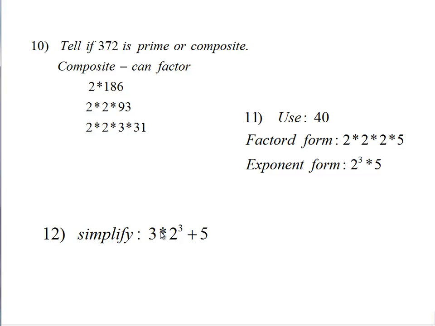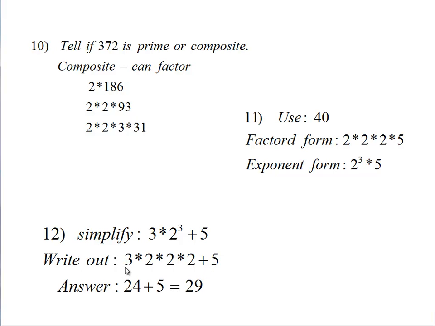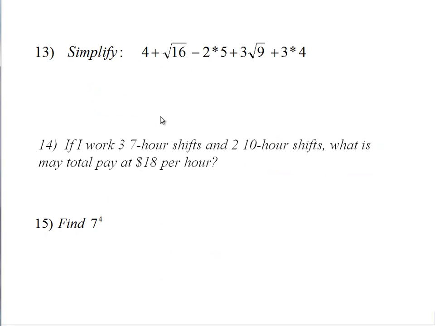Okay, simplify 3 times 2 cubed plus 5. If you have a power key, you can type this in your calculator. If you don't, just write 3 times, then you write 3 2's, because it's cubed, 2 times 2 times 2 plus 5. This you can type in your calculator. 3 times 2 times 2 times 2 should be 24. Plus 5 is 29.